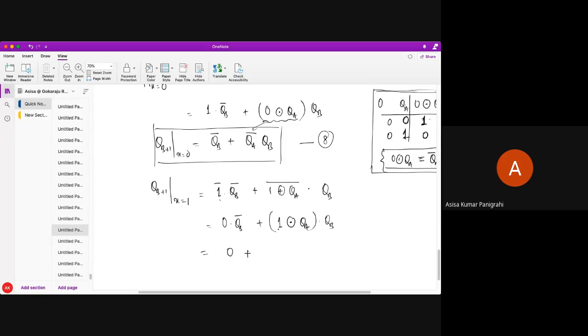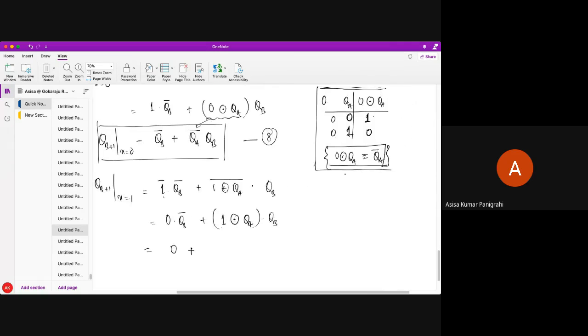Okay. Or 1 XNOR QA. So I am going to do 1 XNOR QA. So this is 1, QA is either 0 or 1. So 1 XNOR 0 is 0, 1 XNOR 1 is 1. So what do you get here? Whatever 1 XNOR QA is similar to QA. So I can conclude here that 1 XNOR QA is nothing else but my QA.